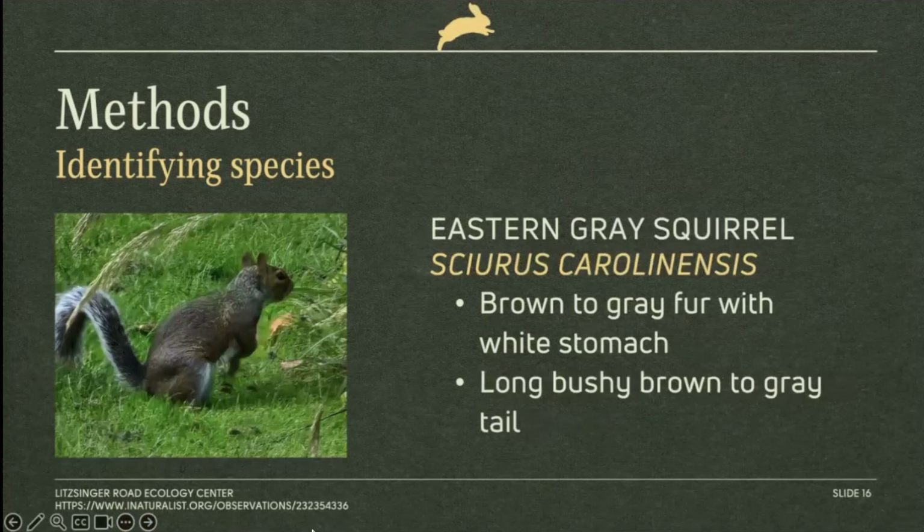We have the eastern gray squirrel, Sciurus carolinensis, and these are different from other squirrels that you might see. These are by far the most common squirrel that we have in Missouri, but you can tell because they're a little smaller than other squirrels you might see, and they're much more gray in the body. They might have a little bit of brown like on their arms or whatnot, but other squirrels will be much more red. And they have brown to gray fur with a white stomach and a long bushy brown to gray tail.